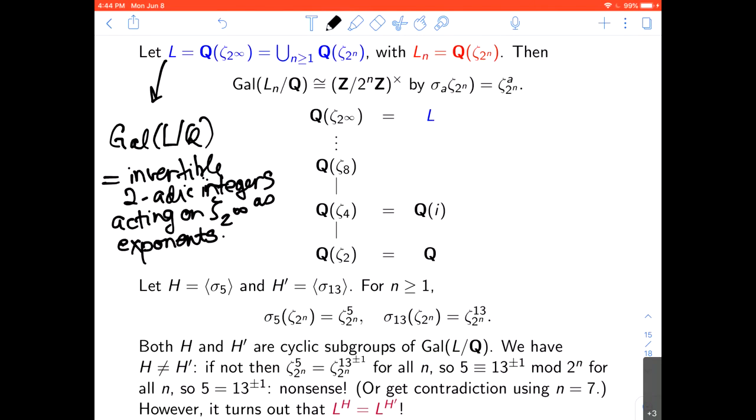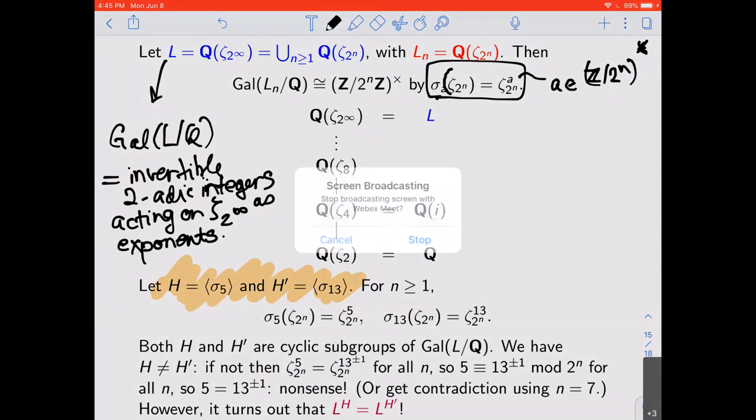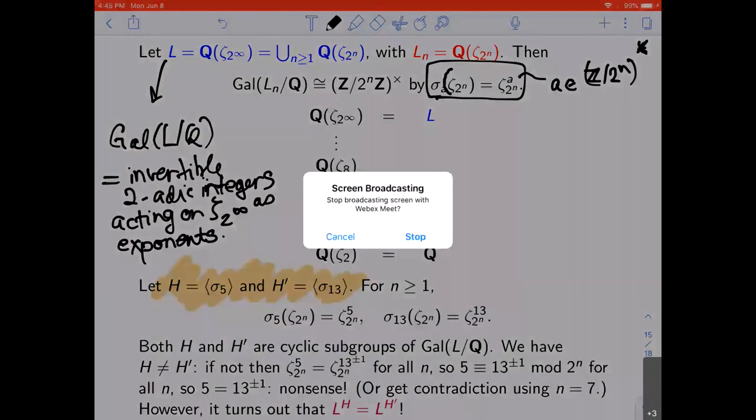There's an example of some of the intermediate fields, zeta 8, zeta 4, down at the bottom, zeta 2. And I'm going to let sigma A be raising to the power A. A here is an integer mod 2 to the n that's odd, so that raising to that power doesn't change the order of the root of unity. And so here we have 2 subgroups. What are these 2 subgroups?